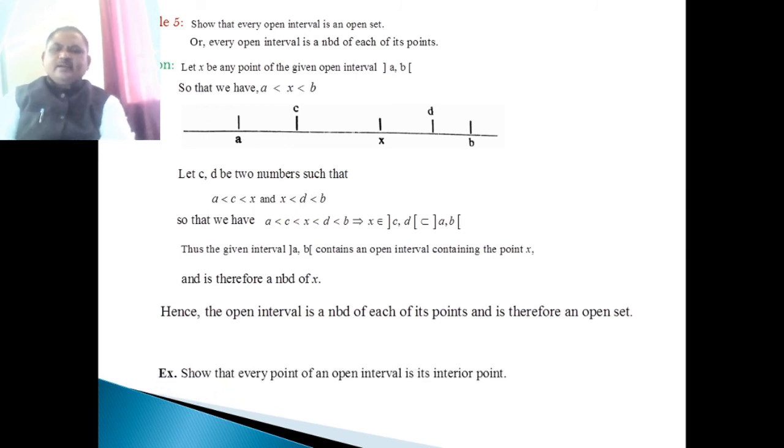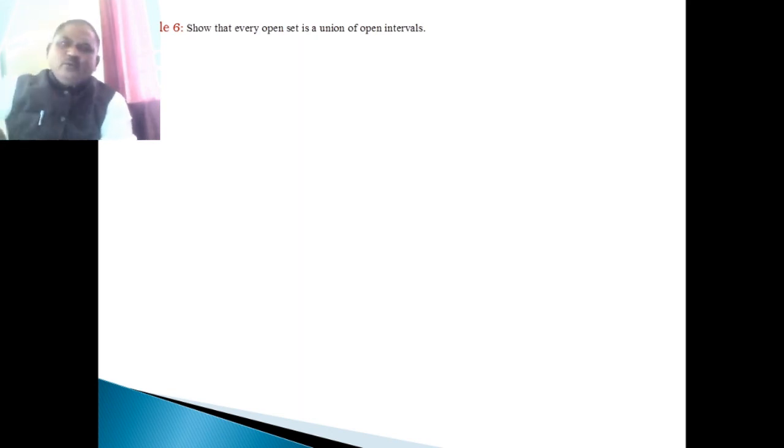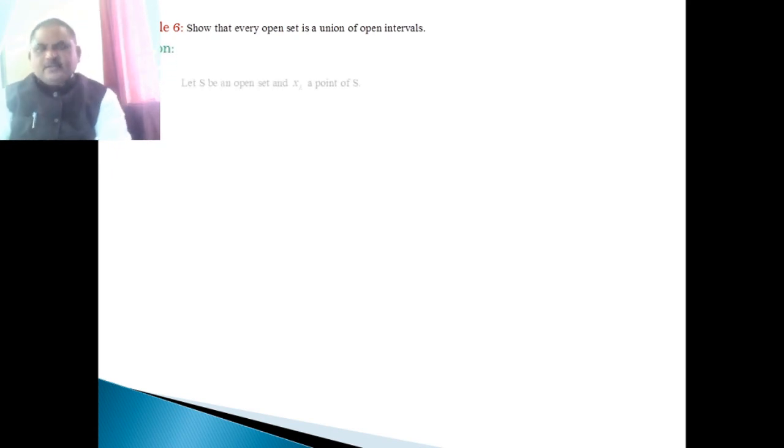One more point: every point of an open interval is its interior point. An open interval being an open set means that every point of this open interval is also an interior point. Another example: show that every open set is the union of open intervals. So that every open set is the union of open intervals.